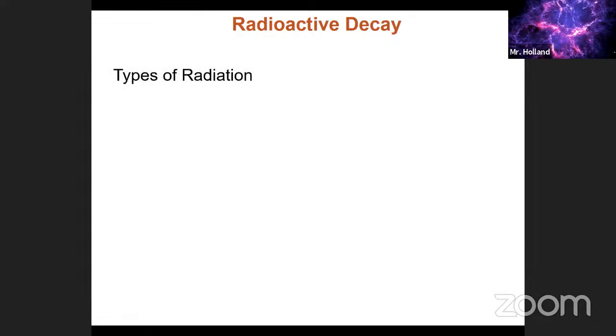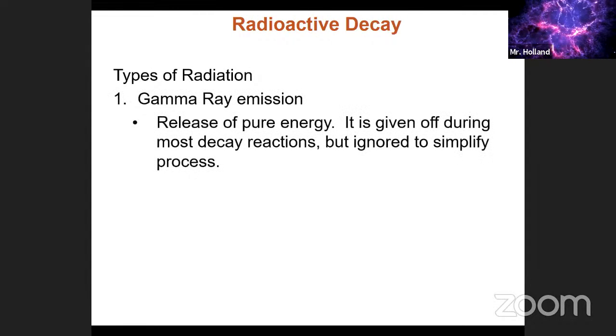When we talk about radiation, remember there are 3 types still. Gamma ray emission is just pure energy coming out of the nucleus of the atom. It is given off during these decay reactions, and it happens most of the time. There's always energy coming out of a radioactive decay. So consequently, we just kind of ignore it because it doesn't help us in naming or figuring out the age of rocks.